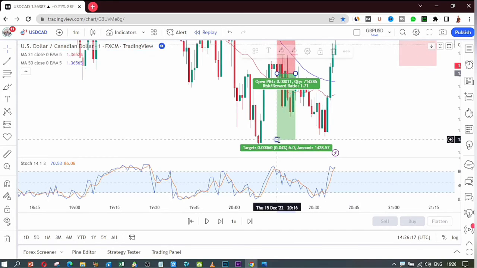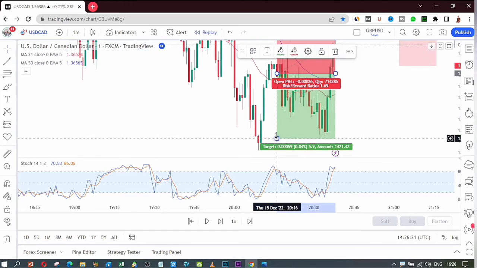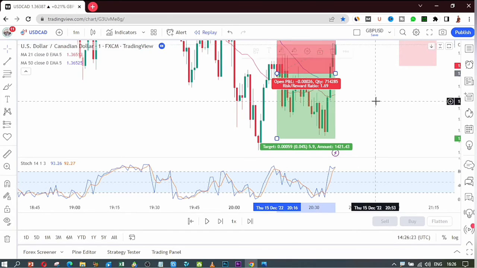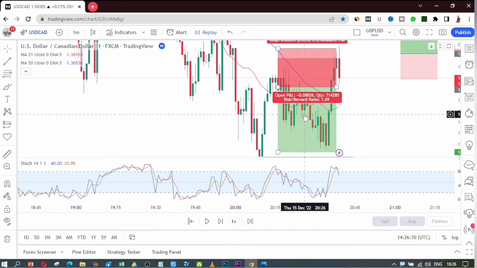So if you look at this, you're going to see that the market almost went on to hit your take profit, just a little bit of distance, and then it came all the way back to almost hit your stop loss, right? So this is what happens sometimes.